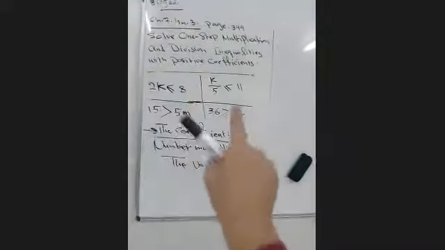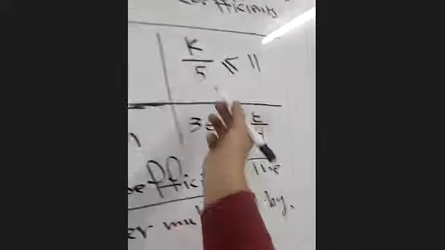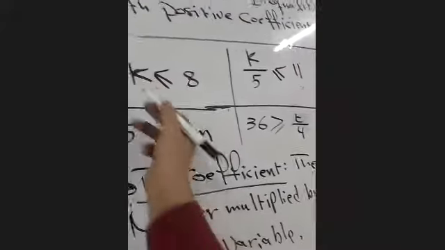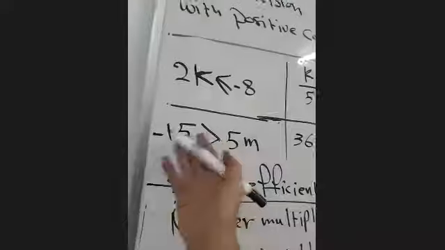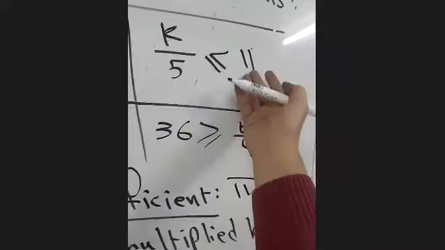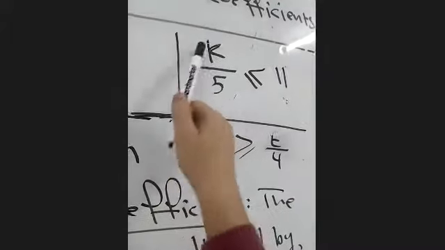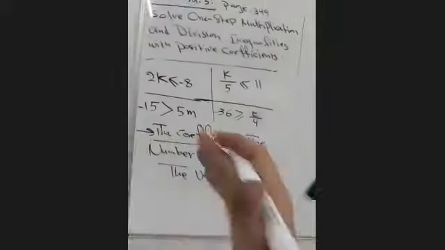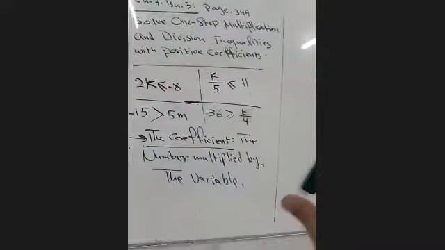This is our lesson. We will solve these inequalities, and it is not negative coefficients, okay? No negative beside the variable. This 8 can be negative, it's okay. This 15 can be negative, it's okay. This 11, this 36 can be. But around the variable here, no, we need them positive. If they are negative, it will be the next lesson.